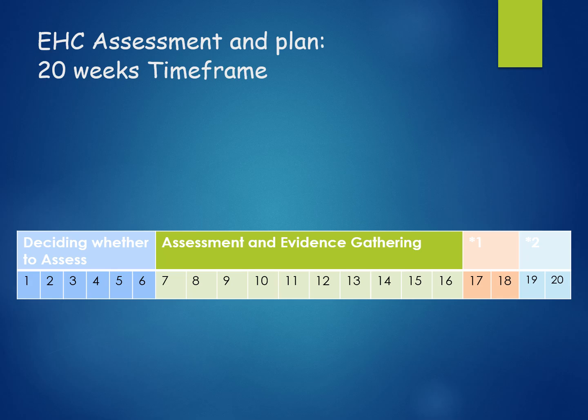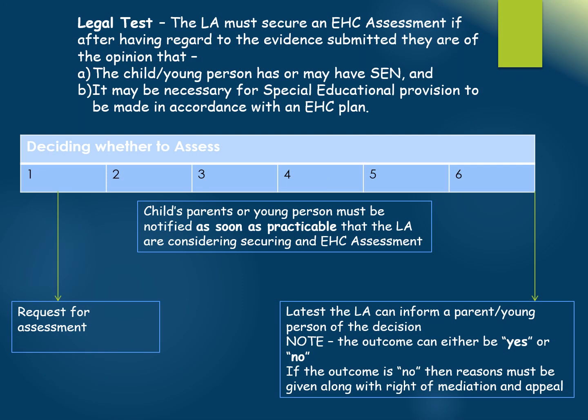The EHC process from start to finish is a 20-week process. Deciding whether to make an assessment of special educational needs or not will take place within the first 6 weeks. So taking a closer look at the first 6-week part of this timetable. At week 1, where the assessment request has been submitted to the local authority, that triggers the time frame for the EHC process. A child's parent or the young person themselves must be notified as soon as practicable that the local authority are considering securing an EHC needs assessment.